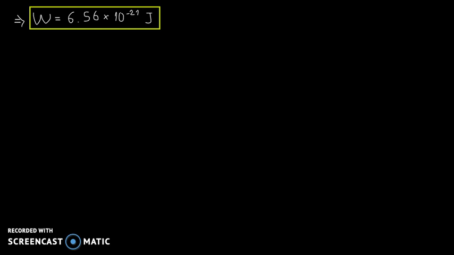So really the only work done on the electron, and hence the net work done on the electron, is what we found in part A, and that is going to be equal to the change in kinetic energy of the electron. That's what the work energy theorem tells us. Here's the work energy theorem. Net work equals delta KE.